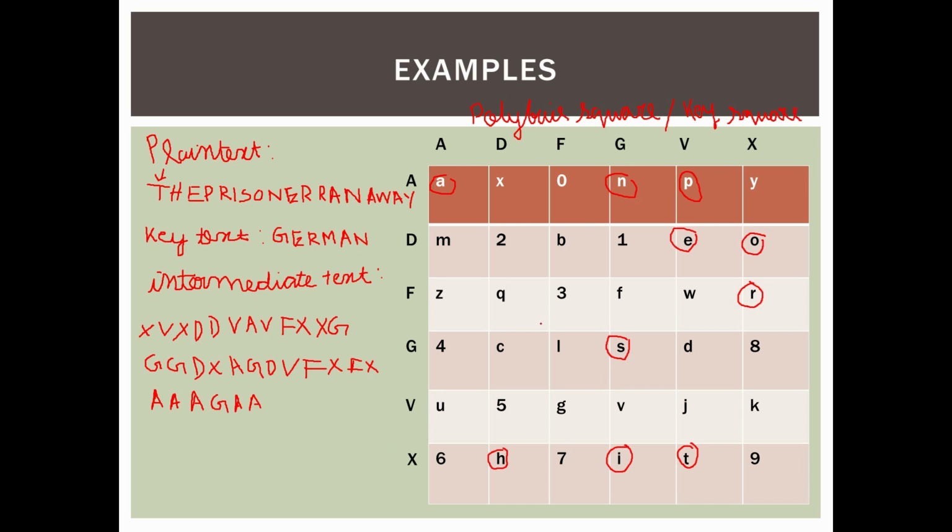And for W we have, let us find where is W. W is here, so the row level is F and the column level is V, so FV. And again we have A. For A we have double A. And finally we have Y. So Y is here. For Y we have A and X. So we have successfully generated the intermediate text. Now we are going to write the key text called German. So let us do that in the next page.